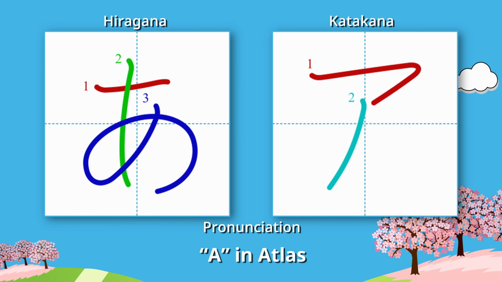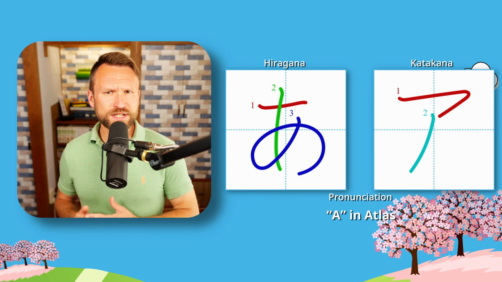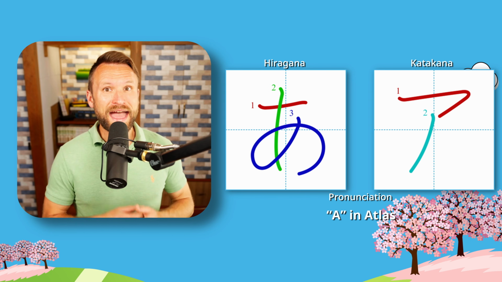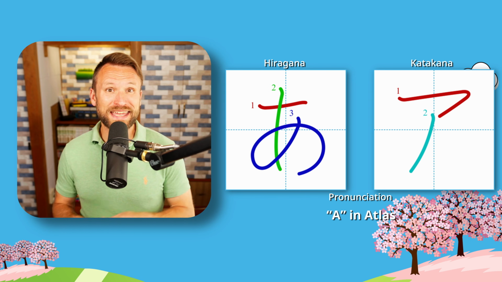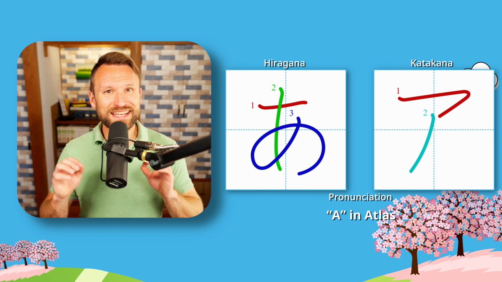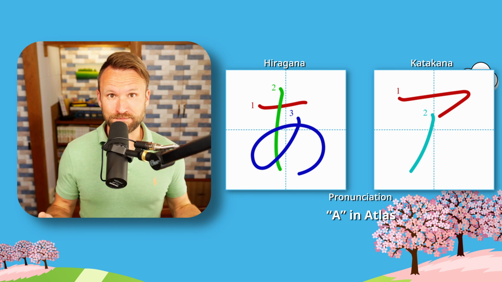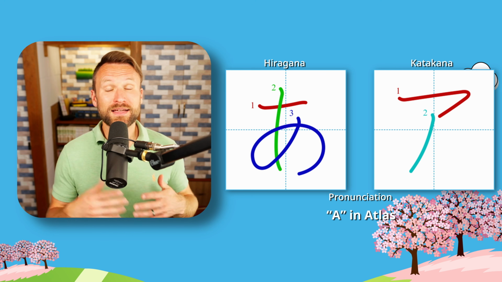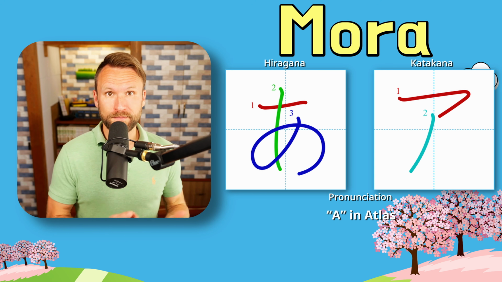These first 2 characters represent a sound similar to the A in Atlas. Here's the native pronunciation of the character. A. It's important to note that this is not "ay", it's "ah". Every single Japanese kana, in every single word, is given exactly the same amount of time. You can think of each kana representing a single beat. These beats are called mora.